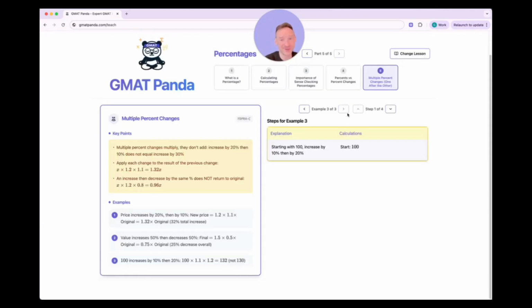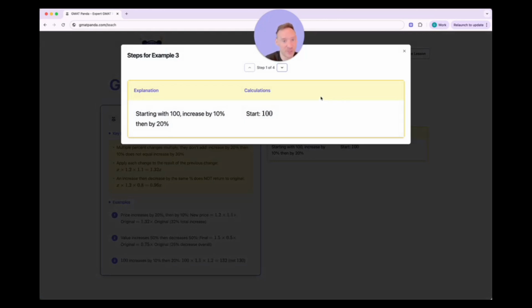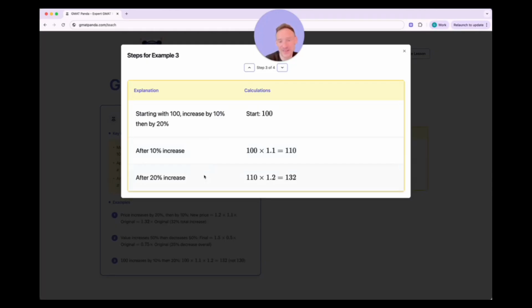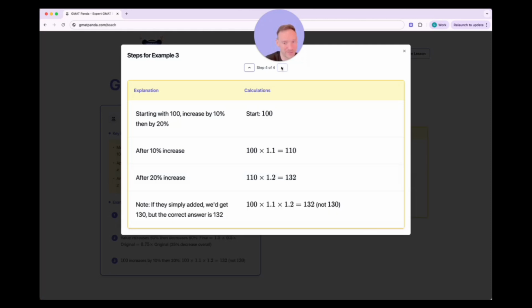Now, let's see another example with a specific number this time. And in this case, we're going to be increasing twice that number. So let's say we start with 100 and we want to increase it by 10% and then by 20%. So first we multiply it by 1.1. That's the 10% increase, and we get 110. Then we take that new number and we increase it by 20%, so we multiply that by 1.2. And if you do the math, you will get 132 from that.